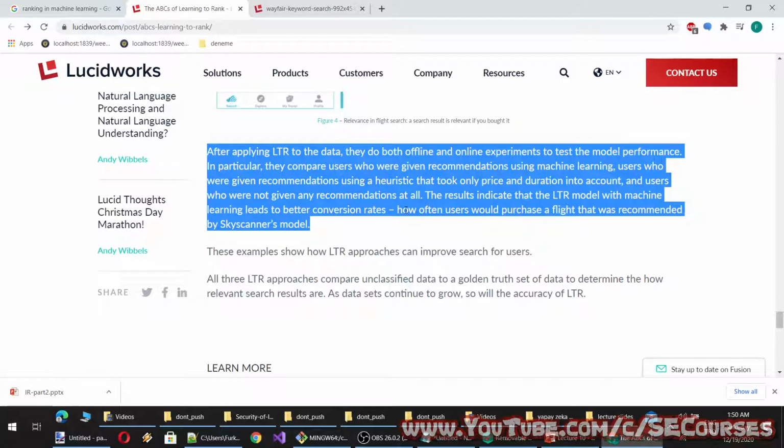After applying LTR to the data, they do both offline and online experiments to test the model performance. In particular, they compare users who were given recommendations using machine learning, users who were given recommendations using a heuristic that took only price and duration into account, and users who were not given any recommendations at all. The results indicate that the LTR model with machine learning leads to better conversion rates. How often users would purchase a flight that was recommended by Skyscanner's model?